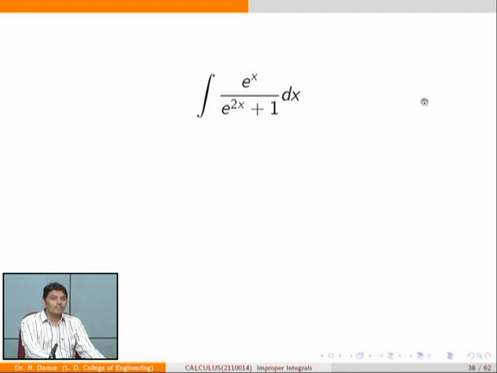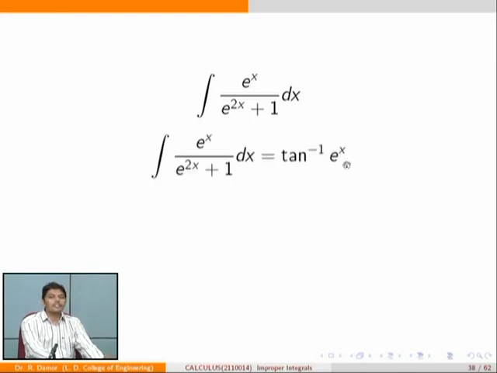As you know, what is the integration of this term? Tan inverse u, and again you can put down the values of u, then you get tan inverse e raised to x. Clear? So this is nothing but tan inverse e raised to x.